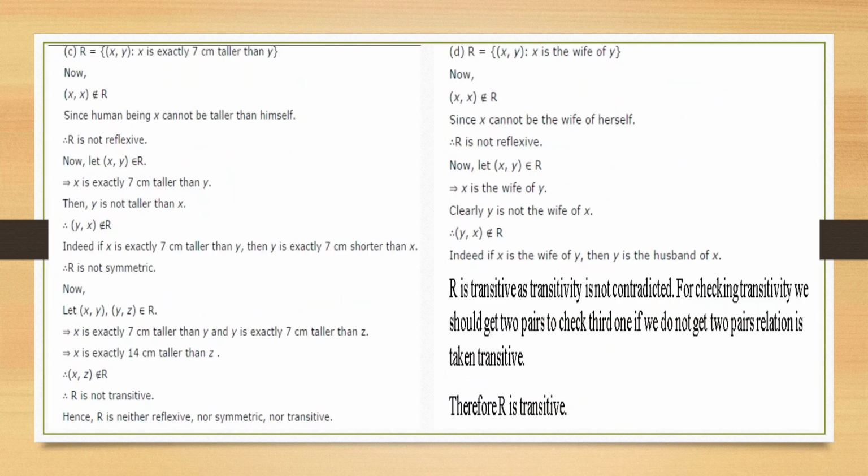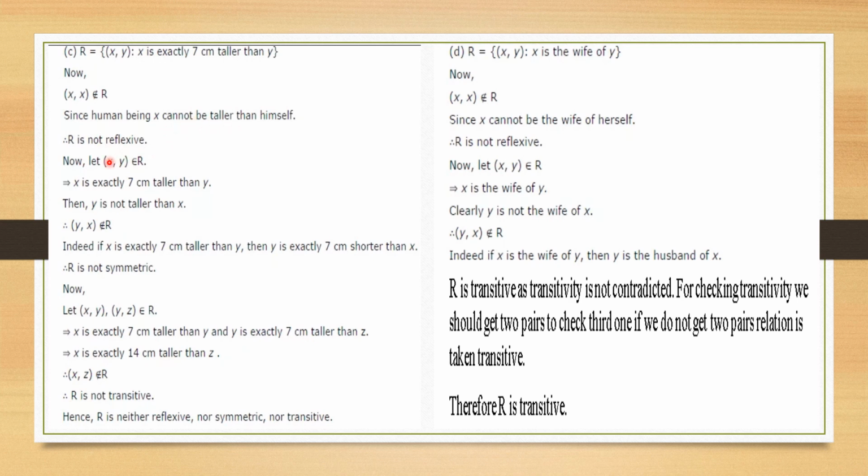The part says here that R is the relation xy such that x is exactly 7 centimeter taller than y. So let us check whether it follows the conditions of reflexive, symmetric and transitive nature or not. Here, as we know, nobody can be 7 centimeter taller than itself. So reflexivity does not hold here. xx does not belong to R since a human being x cannot be taller than himself. So it is not reflexive.